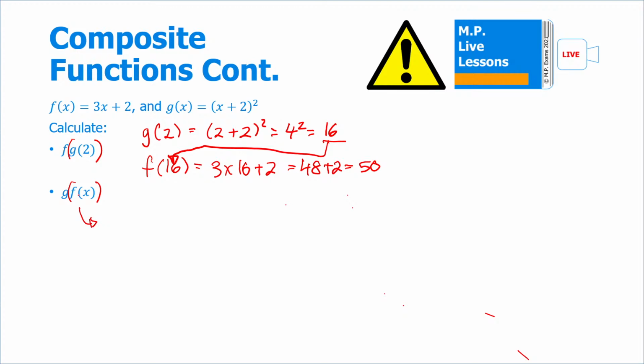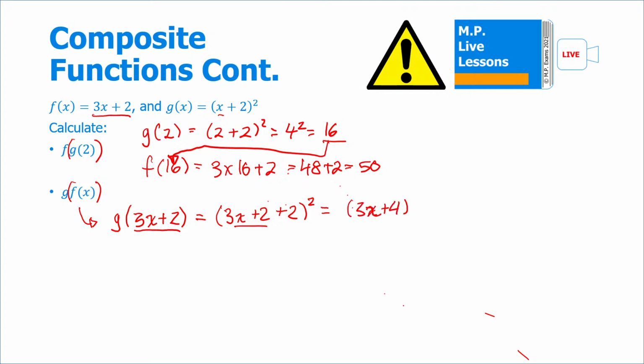So we can basically rewrite this. We have g of the function f of x, which is this, 3x plus 2. Now, wherever we see x, we write what's in the brackets. So we have (3x plus 2, that's where the x went) plus 2, all squared. This gets us (3x plus 4) squared. Now if you want to simplify it, you'll get 9x squared plus 24x plus 16.